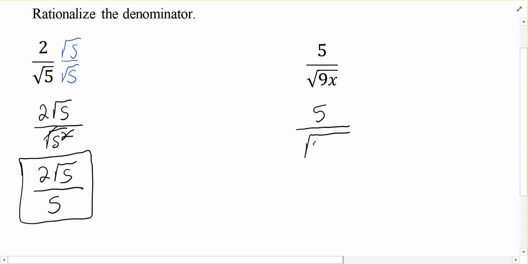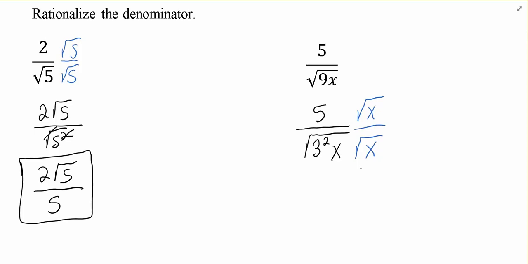So 9, you want to write it as 3 squared. And the reason for doing that is we see this is already a square. I don't need to mess with that portion of it. The only thing I need to mess with is the x. I need to bring the x up to a perfect square. So I have one x there. I'd like 2 of them, so I need one more.